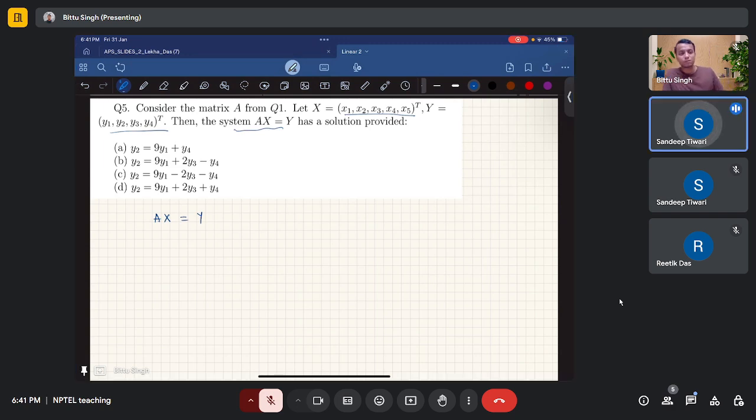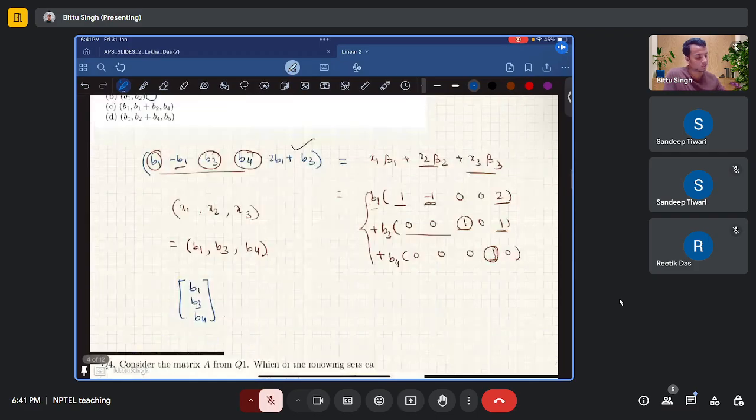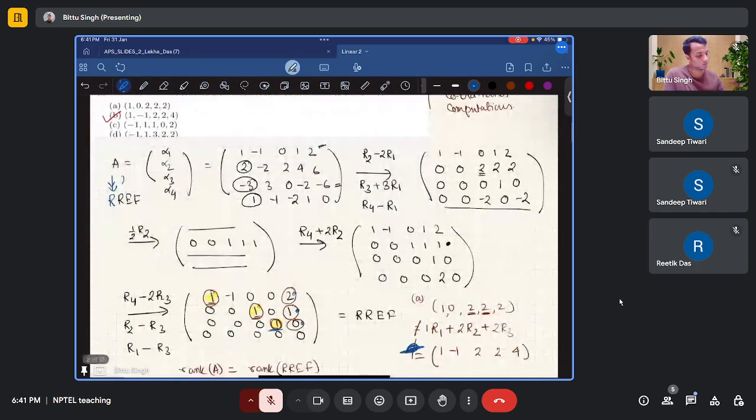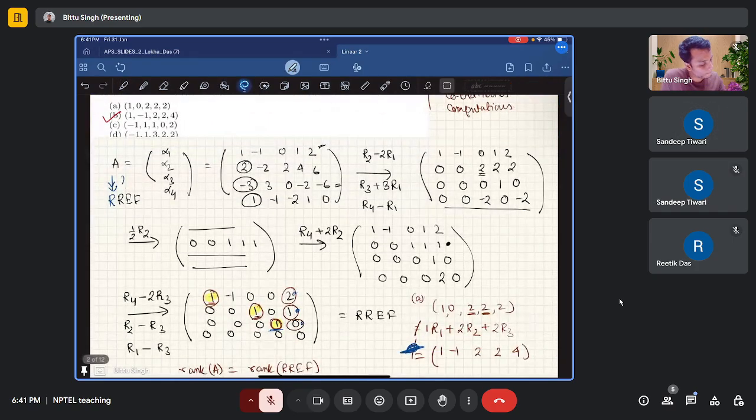Sir, please show the matrix A. Yes, matrix A, sir. Please show the matrix A. Can you show the matrix A? Okay. Let us again write the matrix A. That was the matrix A.